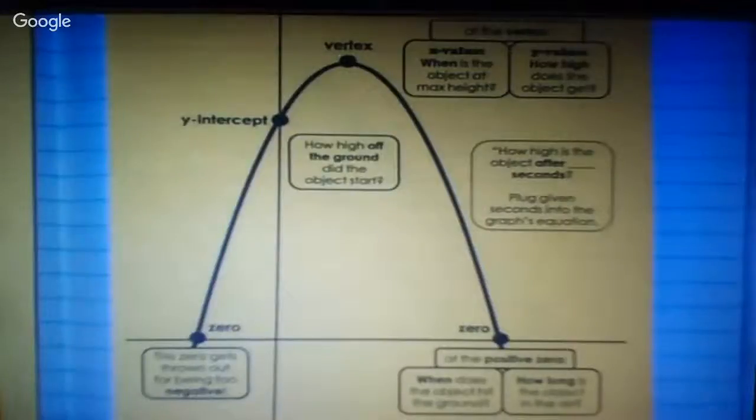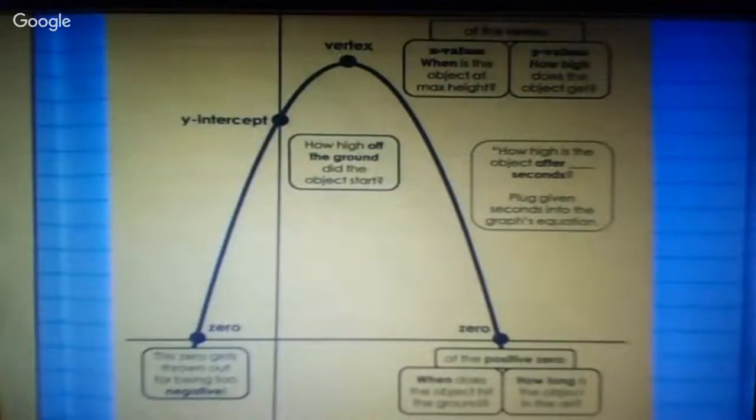Do they want to know when it started? How high off the ground did the object start? That's going to be the y-intercept. If they're looking for how high does the object go, or when is that object at the max height, we're looking at the vertex. Most of the time your quadratic word problems are upside down parabolas, so you're looking for a maximum.